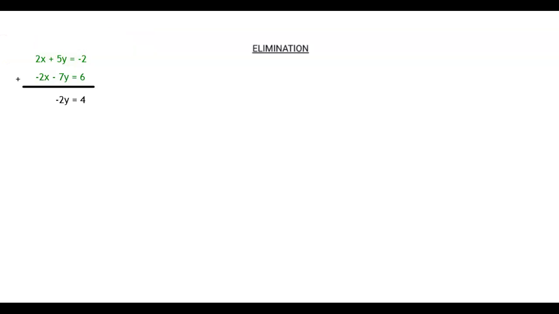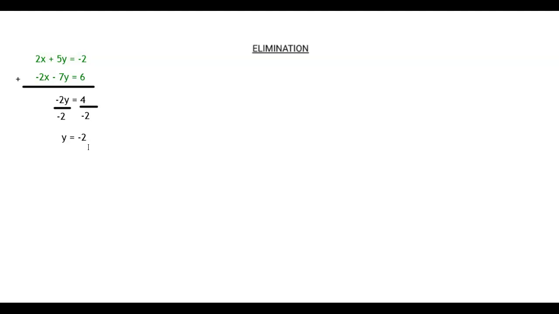Notice I started off with two equations with two variables each. Now I've added the two equations together. Now I have one equation with only one variable. It's a much easier equation to work with. That's why elimination is so great. Okay, let's divide both sides by negative 2. So the negative 2 on this side eliminates, leaving us with just y, and then 4 divided by negative 2 is, of course, negative 2, making our answer for y negative 2.